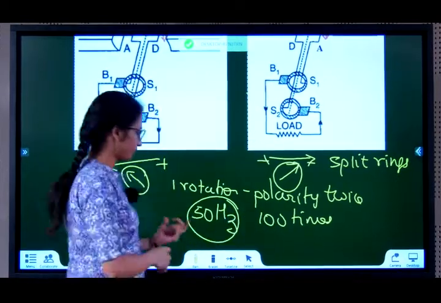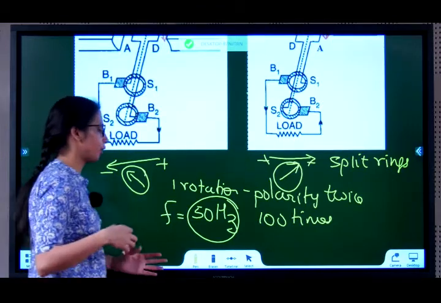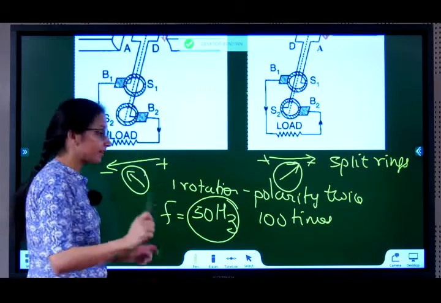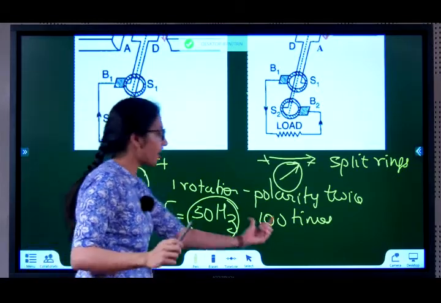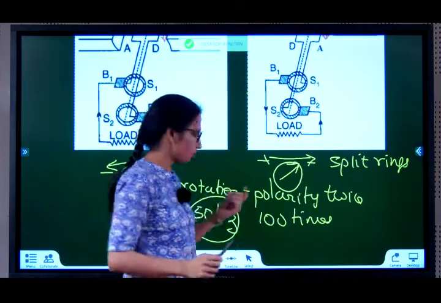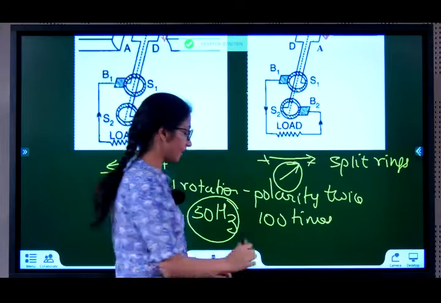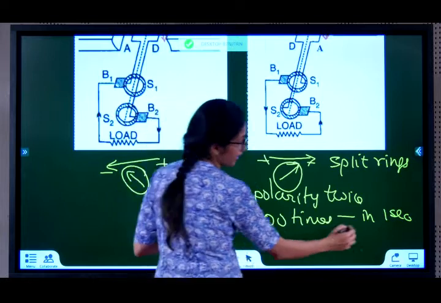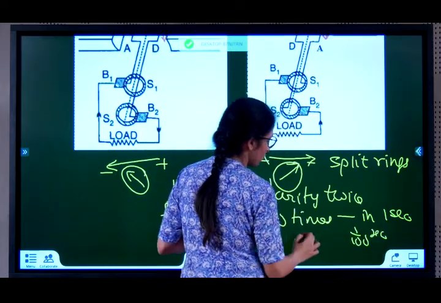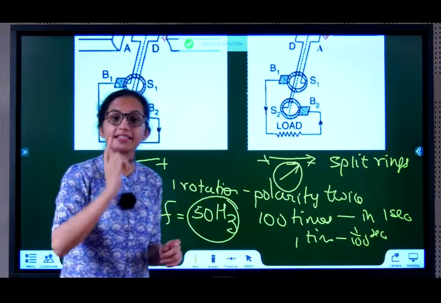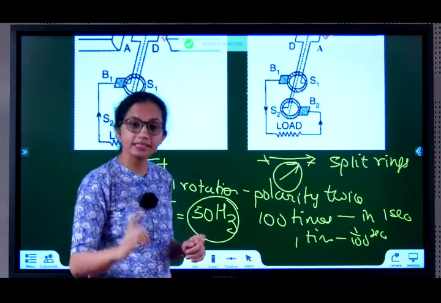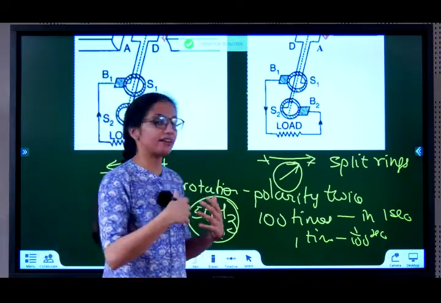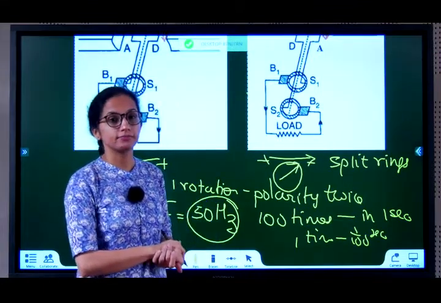So frequency 50 hertz. Frequency, which you should have learned in your lower classes, is the number of cycles per second. So 50 rotations in 1 second. That means how many times is the polarity changing in 1 second? 100 times, because in one cycle it's changing twice. So 50 cycles, 100 times. That means 1 by 100 second, it changes 1 time. So every 1 by 100 second, the polarity is changing in India, in the current electricity that we are getting at our house.